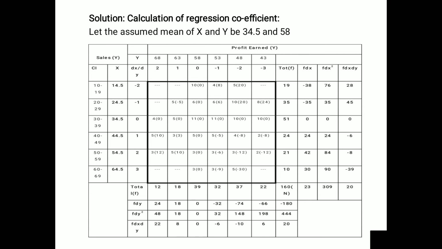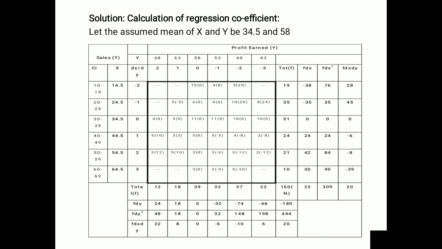The same procedure has to be followed for fdy and fdy square also. Once we obtain sigma values of fdy and fdy squares, the last step remains, that is fdxdy. To calculate fdxdy, we should calculate the fdxdy value in each cell, and then we should total those values vertically and horizontally. So to calculate fdxdy, we should multiply the frequency of each cell in the bold line table by the dx value of the corresponding row and the dy value of the corresponding column.